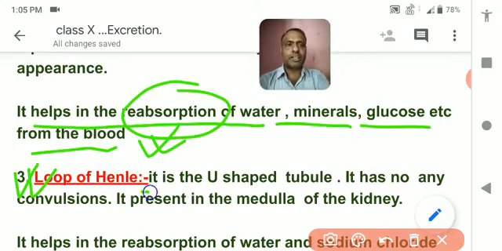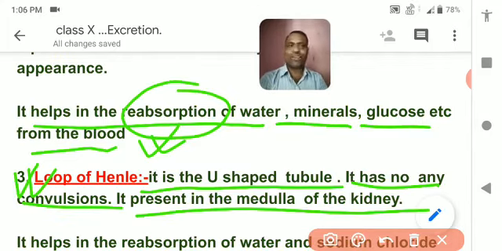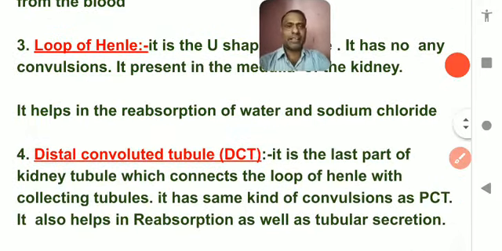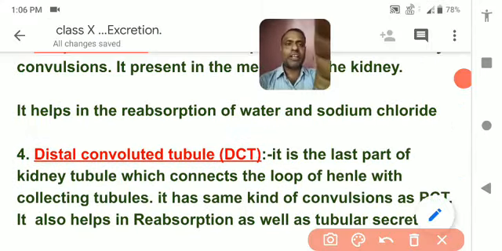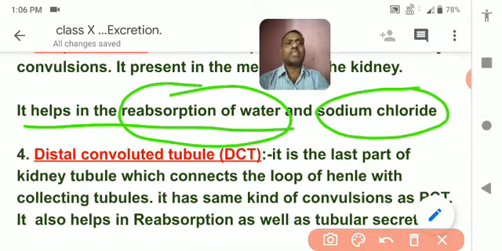Now the third topic is the loop of Henle. Loop of Henle is a U-shaped tubule. It has no convolution and it is present in the medulla of the kidney, as I already explained. Now what is the main function of the loop of Henle? Loop of Henle helps in the absorption of water and sodium chloride, meaning salt. So the two main functions of the loop of Henle are absorption of water as well as sodium chloride.